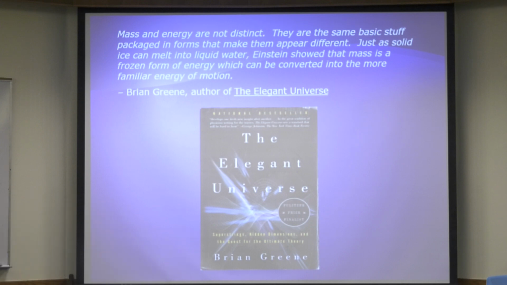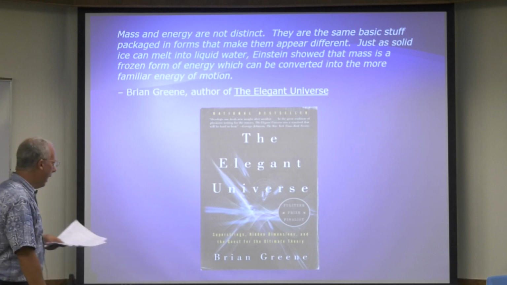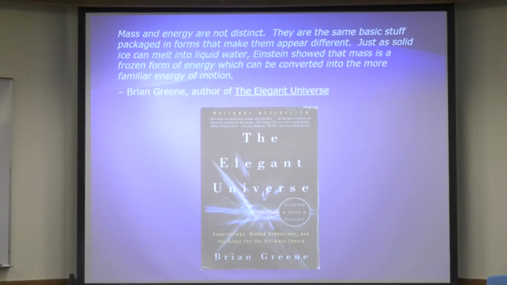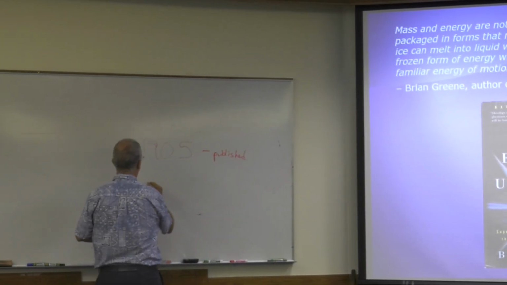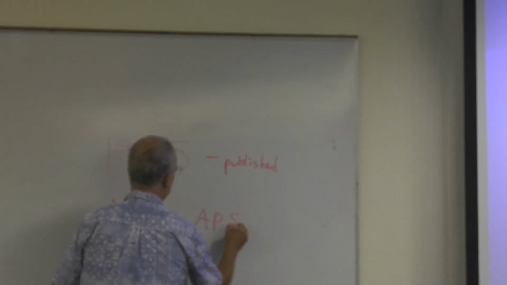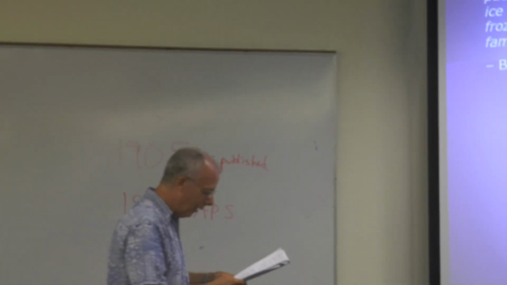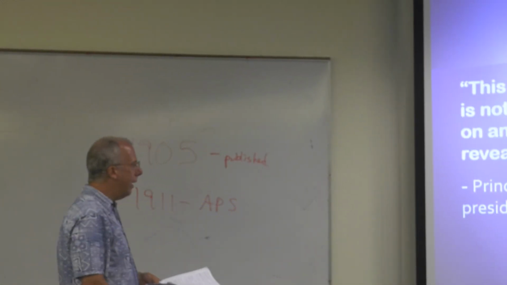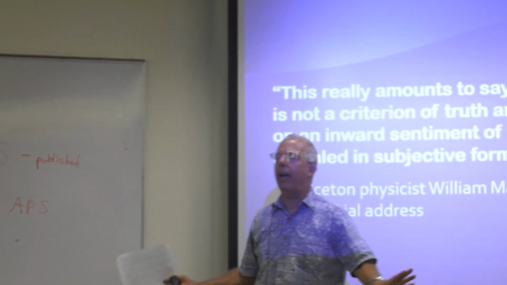Let's see, relativity was published in 1905. That's when Einstein published it. So there was a meeting of the American Physical Society, that's all these physicists, in the United States in 1911. This is 6 years after it was published, for goodness sakes, right? So this guy, his name is William Maggie. He was from Princeton. He gave the presidential address.